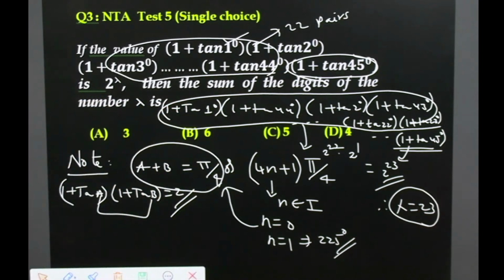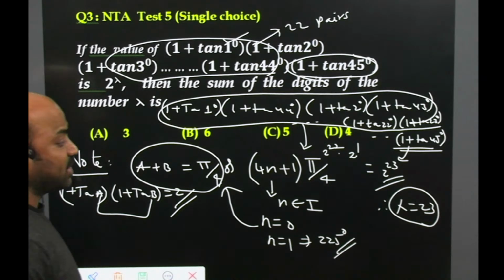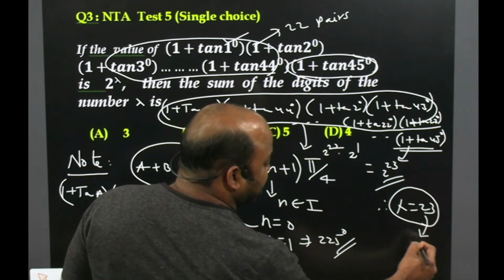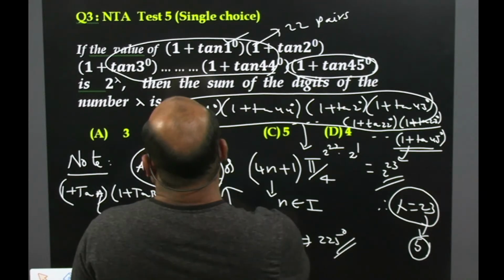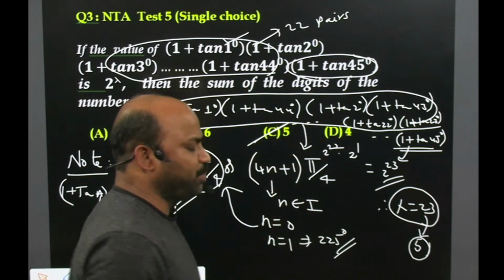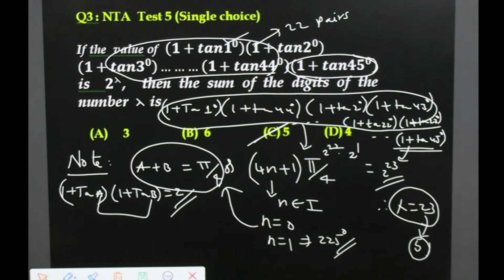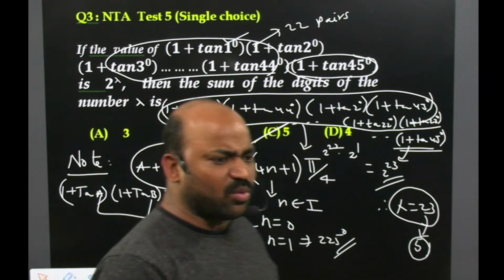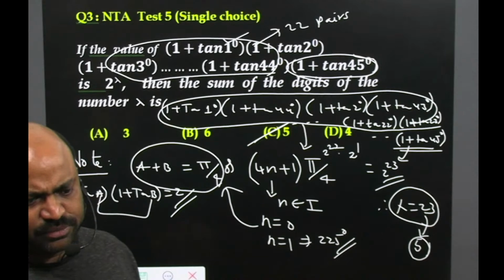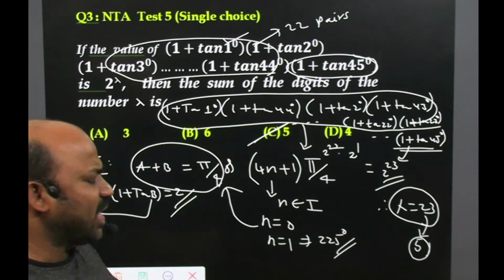My question is, the sum of the digits of the number lambda. What is the sum of the digits? It's 5. So the answer is 5. Option C. That's beautiful, you gave a very quick answer. Wonderful. Speed should come. Those who see the question and answer immediately have good practice. Clear? Shall I move to the next question?